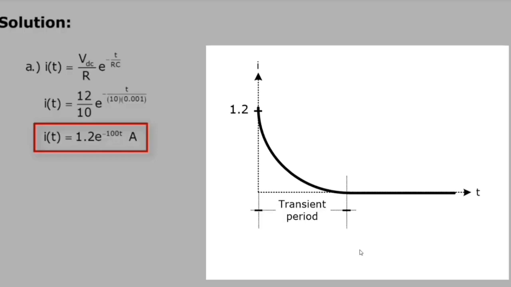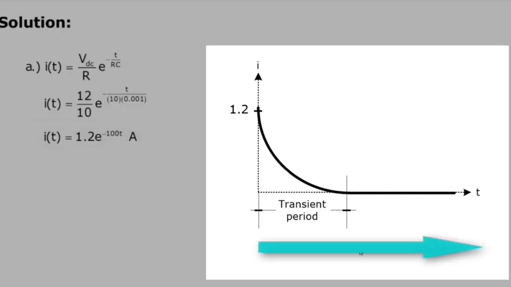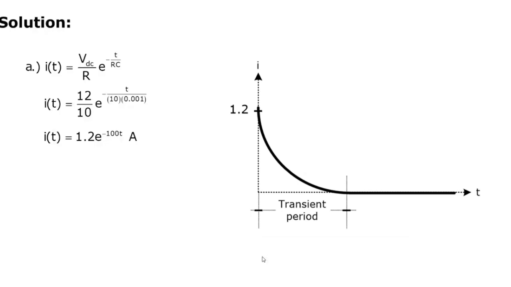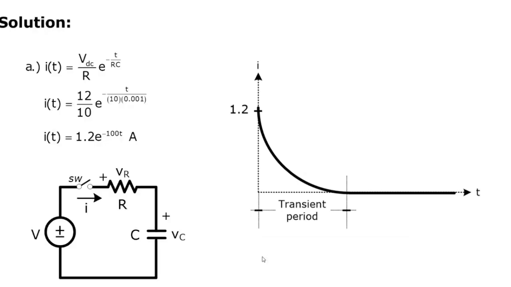With this, we can see that as time increases, the current behaves in a declining fashion. The reason for this is that in a series RC circuit with a DC voltage source, once the switch is closed, eventually the capacitor will act as an open circuit. At that particular moment, the current has already decayed to zero.